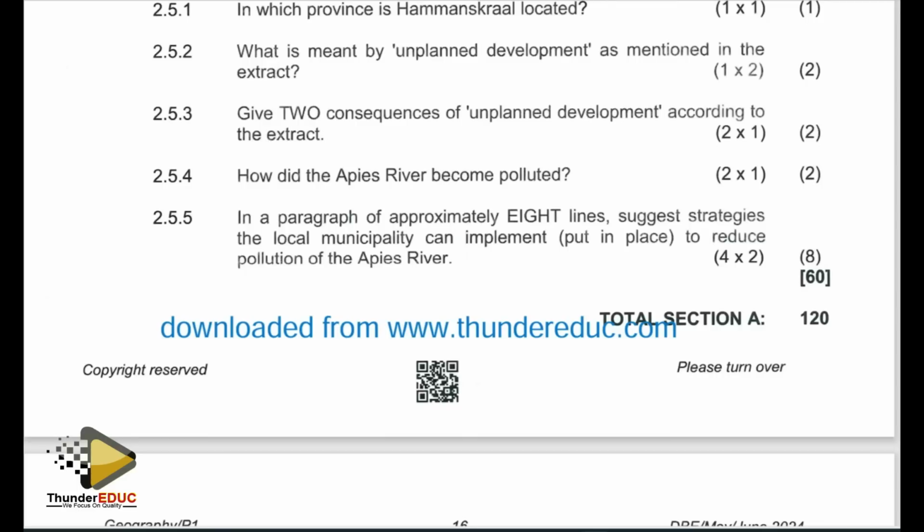Or with industries, if industries are discharging effluent into the rivers, we can try to identify a solution from that industrial side to try and figure out how best we can deal with that particular problem before it gets into the rivers.